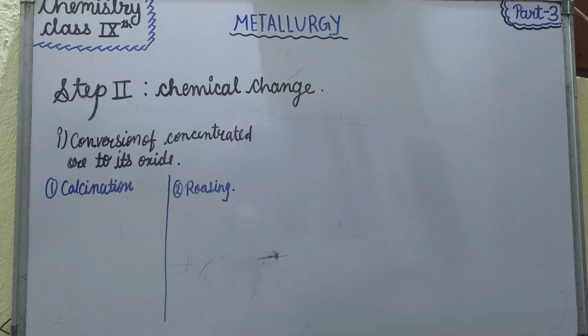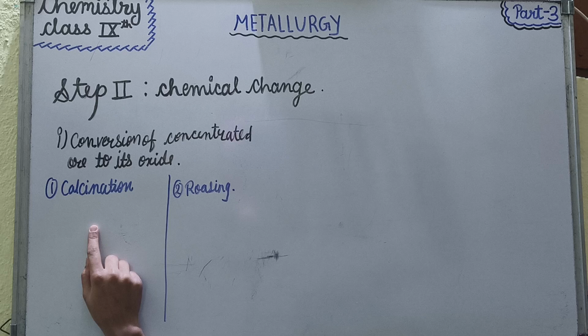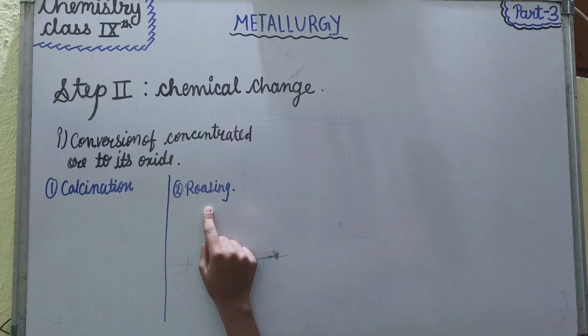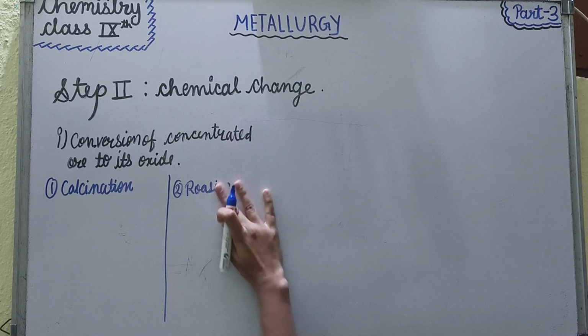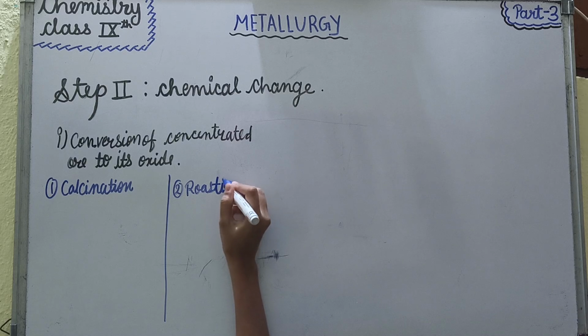Calcination means it is a process of heating the concentrated ore below its melting point in the absence of air, whereas roasting means it is a process of heating concentrated ore below its melting point in the presence of air. So only one difference is there. Calcination is the process of heating in the absence of air, and roasting is the process of heating in the presence of air.